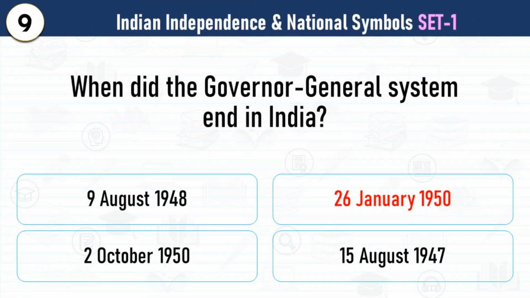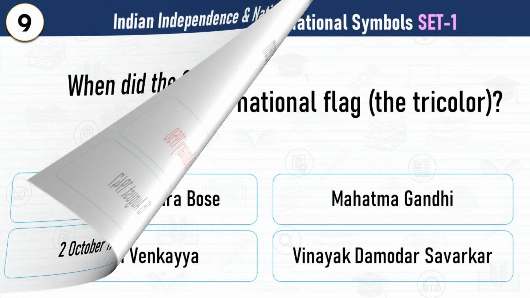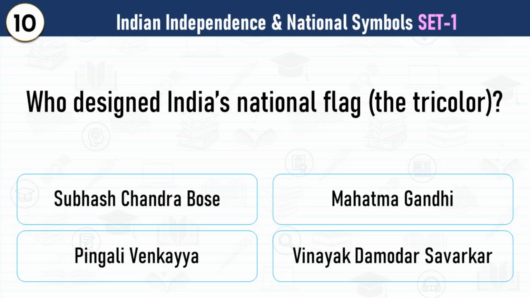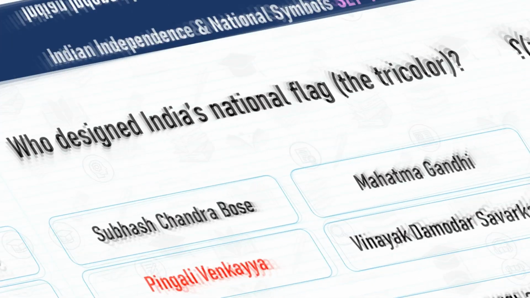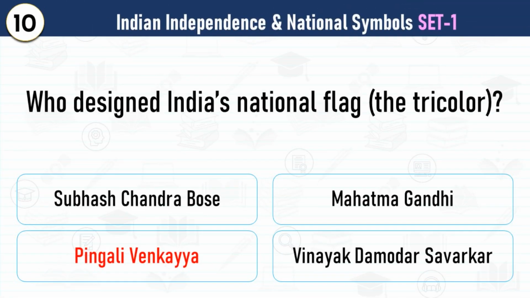Correct answer is the Governor General system ended in India on January 26, 1950. Question number 10. Who designed India's national flag, the tricolour? Correct answer is Pingali Venkaiah designed India's national flag.